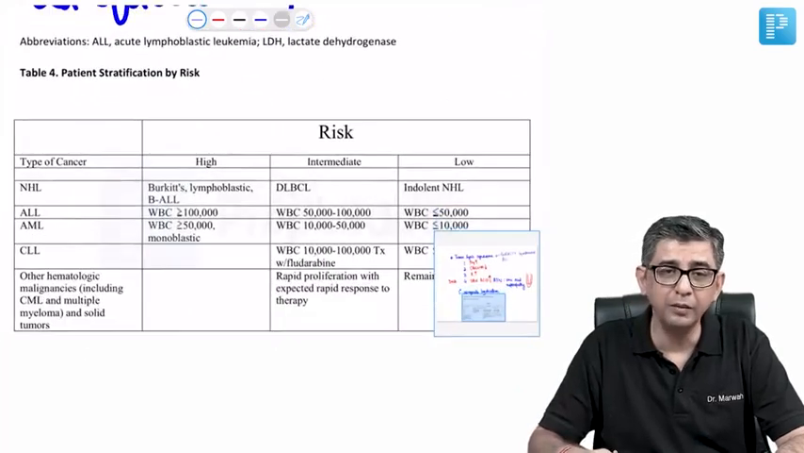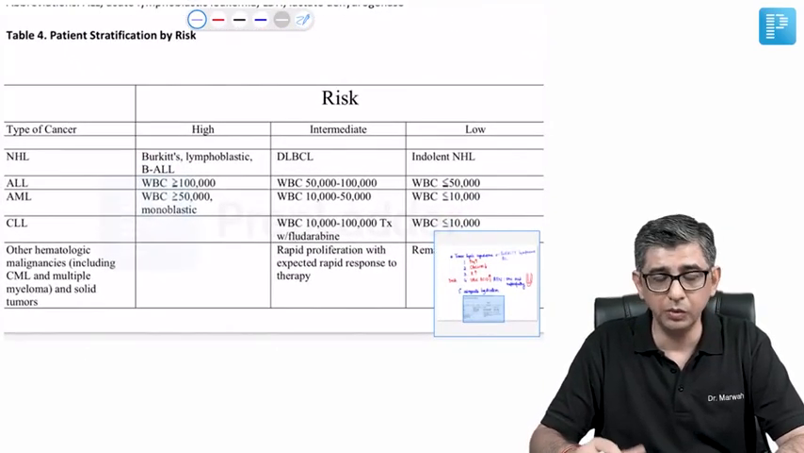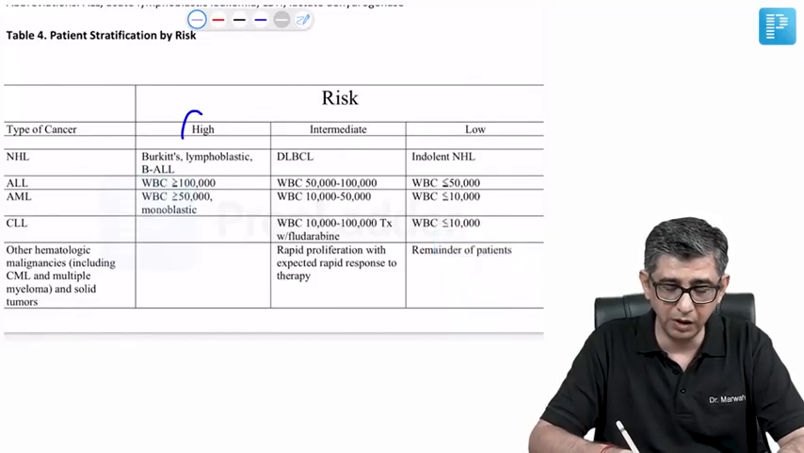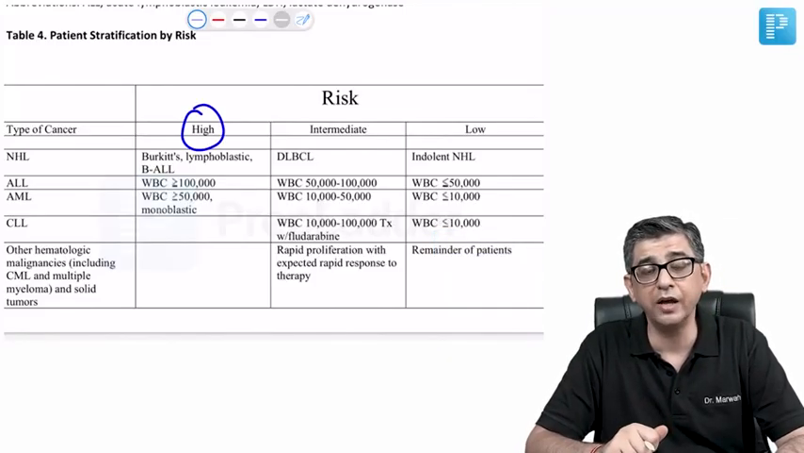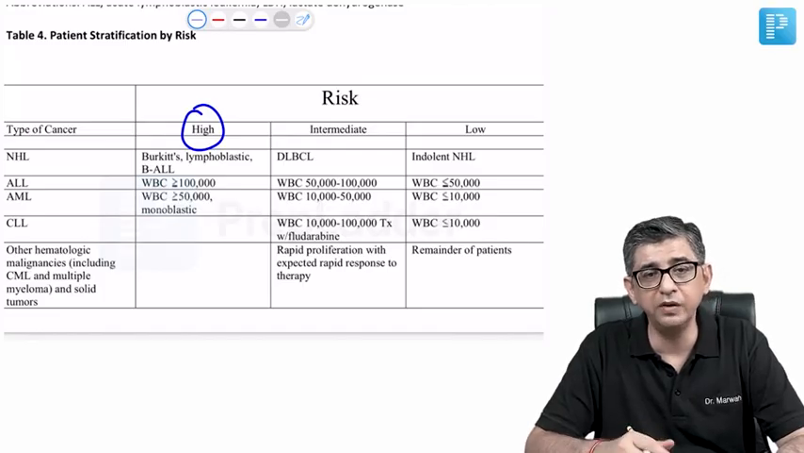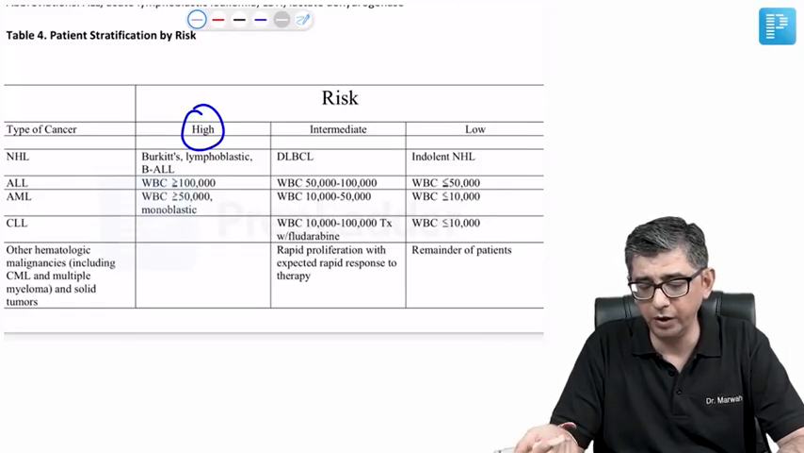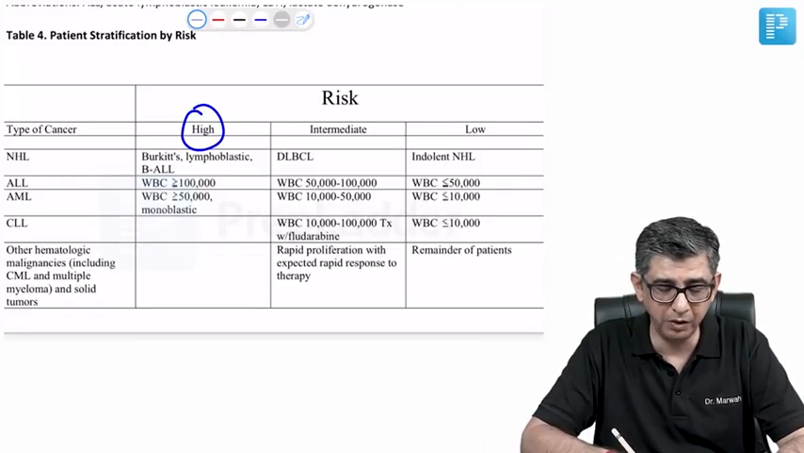Then you will always read patient at high risk for tumor lysis, intermediate risk or low risk. So let me say important cancers which are high risk for tumor lysis syndrome would be Burkitt's lymphoma and B-cell ALL. Intermediate would be DLBCL, which is the commonest variety of non-Hodgkin's lymphoma. The low risk would be an indolent non-Hodgkin's lymphoma. Mainly remember the high risk.